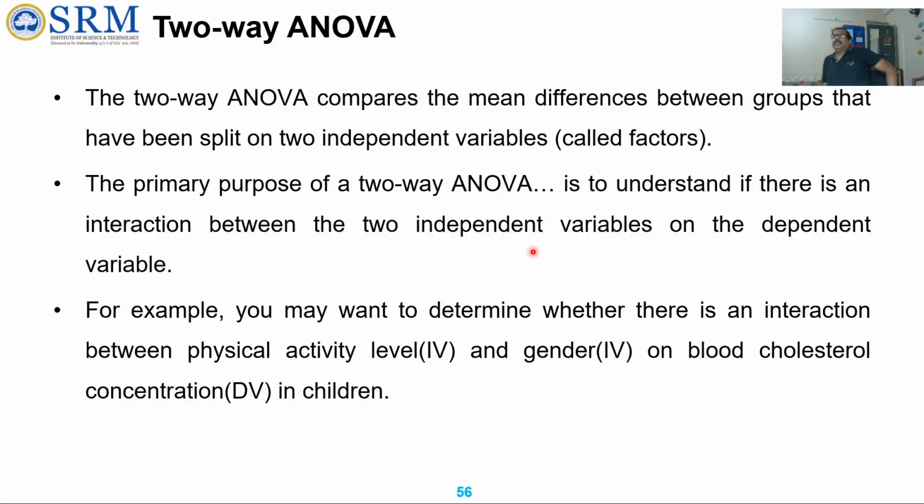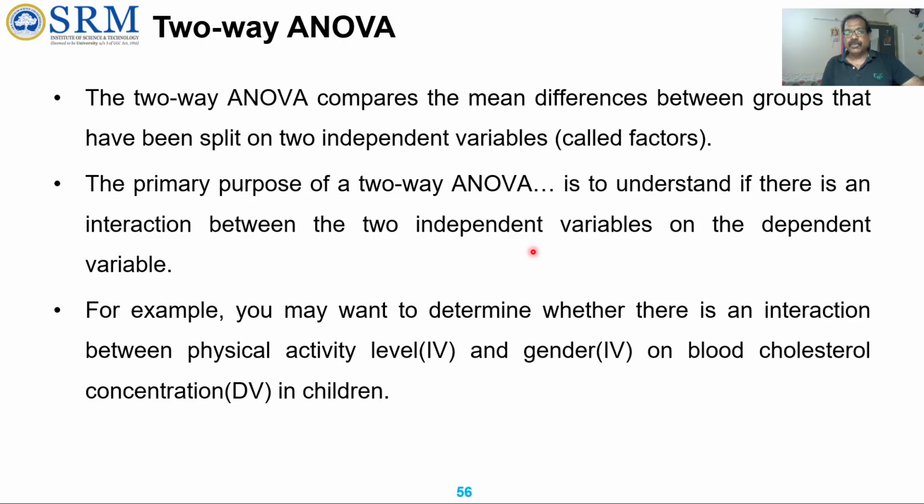Guys, in this video I'm going to discuss two-way ANOVA. In previous videos we used one-way ANOVA, and its assumptions and problems were also discussed. In this video we are going to discuss two-way ANOVA. So what is two-way ANOVA? Two-way ANOVA compares the mean differences between groups that have been split into two independent variables called factors.